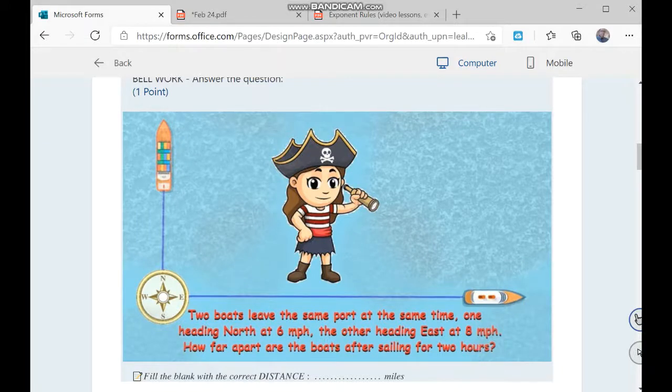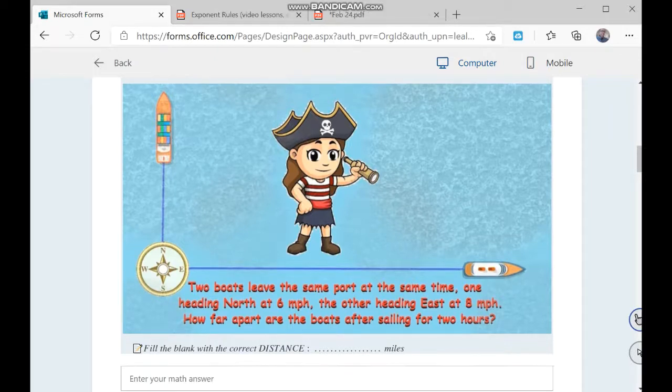Let's try to solve our bell work. What do you think? You can apply the Pythagorean Theorem. Try to find the legs. Try to find the hypotenuse. And you're going to be able to apply the Pythagorean Theorem. Okay? Send me the messages. Tell me now, what is the answer?